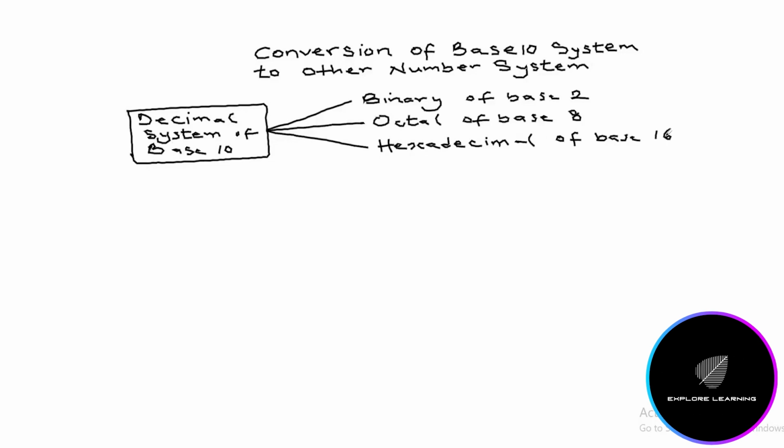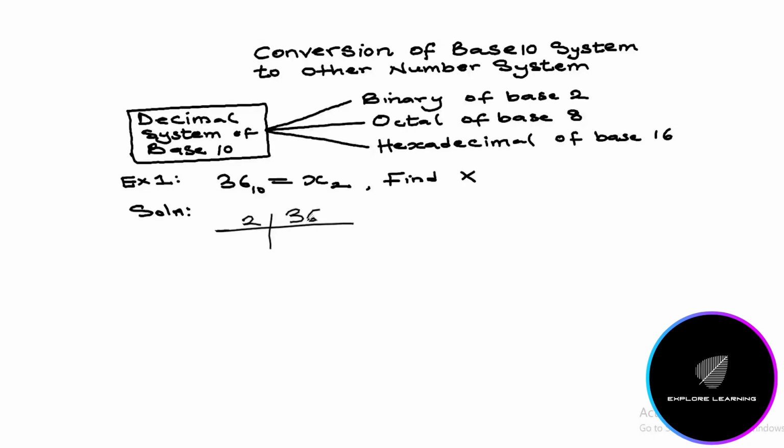All right, so let's have the first example. Now you can have a question like this that says 36 base 10 equal to x base 2. Find x. Since we are converting base 10 to other number systems, all we need to do is divide the number by the radix of the number system that we want to convert into. In this case, since we are converting into binary, which is base 2, we need to divide 36 by 2. So 2 into 36 is going to give us 18, remainder 0.